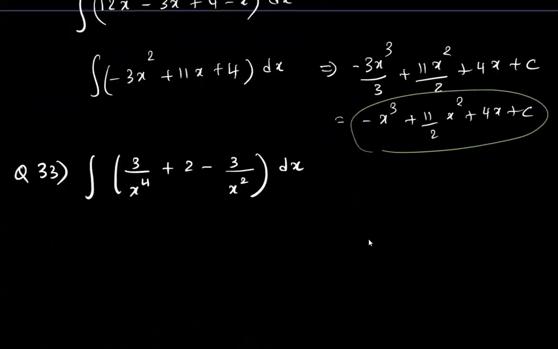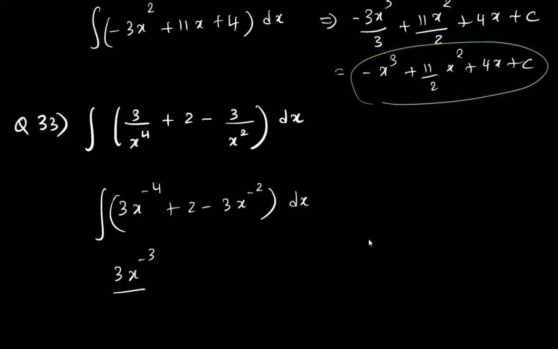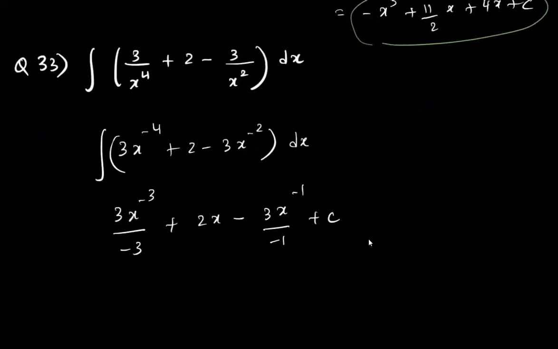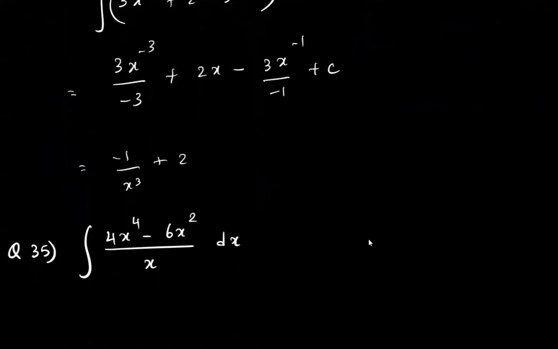Okay. So again, here I'm going to convert the next problem also into a power function first, like so. So this is what I have. Then I take the antiderivative. So I have 3x to the power of negative 3 over negative 3 plus 2x minus 3x to the power of negative 1 over negative 1. And then I simplify this, and this becomes negative 1 over x cubed plus 2x plus 3 over x plus c as my final answer.